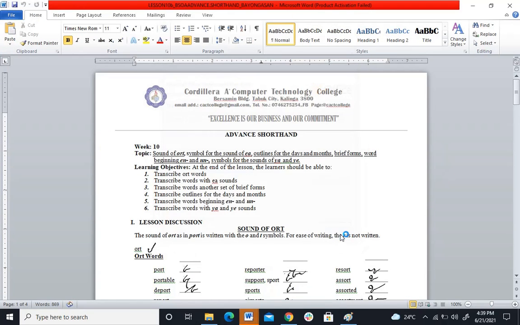In week 10 of advanced shorthand, we are going to transcribe the ORT words, transcribe words in AYA sound, transcribe another set of brief form. May brief form na naman tayo. Transcribe outlines for the days and months. Okay, yung mga abbreviation ng days and months. Paano siya i-transcribe or paano siya isusulat in shorthand. Isa yun sa mga lesson natin. And then, transcribe words beginning N and on. And then, lastly, we're going to transcribe words with ya and yes sound. Okay, so let's start.